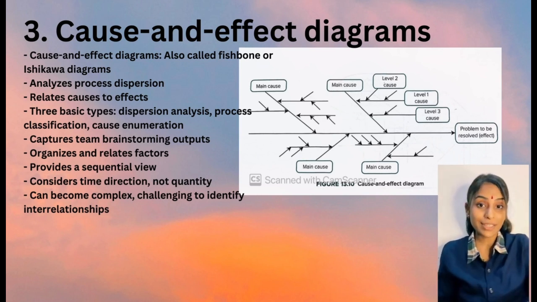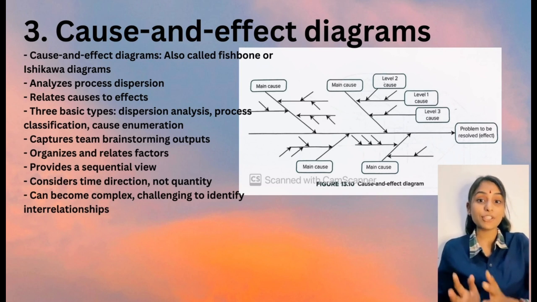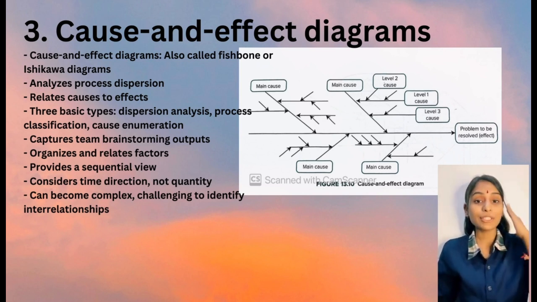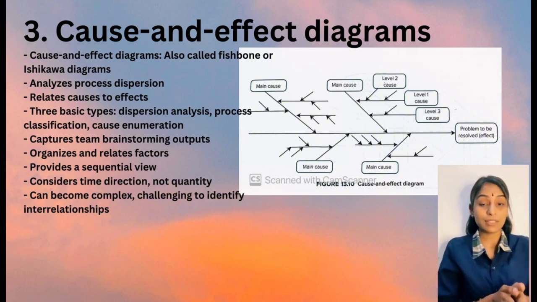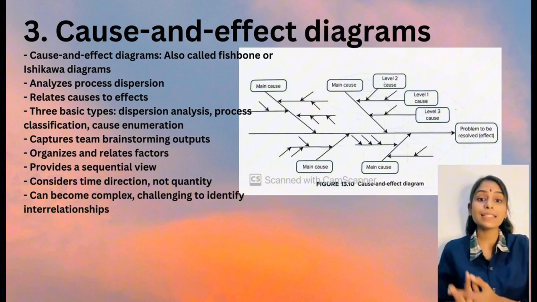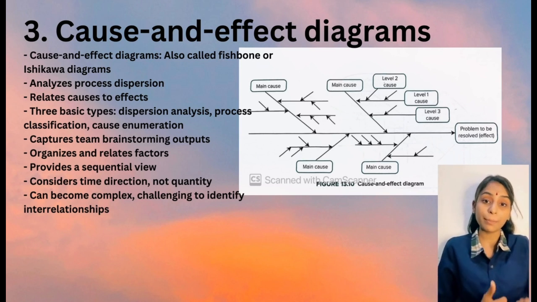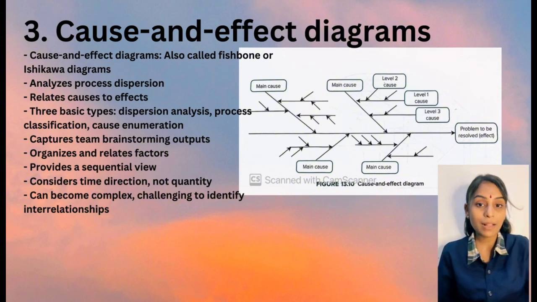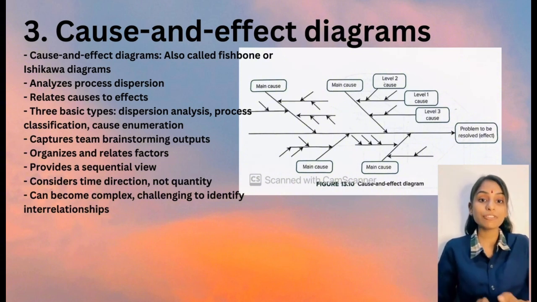Next, think of cause and effect diagrams like detective work for problem solving. You have this fishbone shaped chart where you list a problem, like low sales, at the head. Then you brainstorm all the possible reasons why it's happening and list them as bones coming off the main fishbone. These bones could be things like poor marketing, product quality, or pricing issues. Now, the cool thing is the diagram helps you to see how different factors are connected to the main problem.